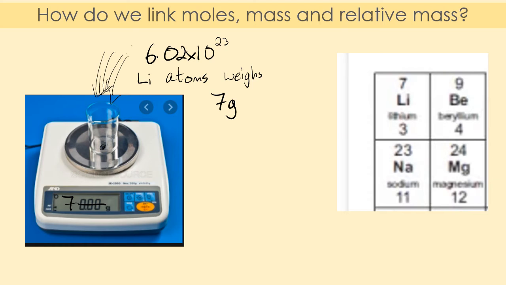And we're right. Looking at the corner of my periodic table here, I've got lithium. My relative atomic mass is 7. So 1 mole, this many, 6.02 times 10 to the 23 lithium atoms, will weigh 7 grams. If I took this many beryllium atoms, it would weigh 9 grams, because a beryllium atom is ever so slightly heavier than a lithium atom. But if it was sodium, it'd be 23 grams, and so on.